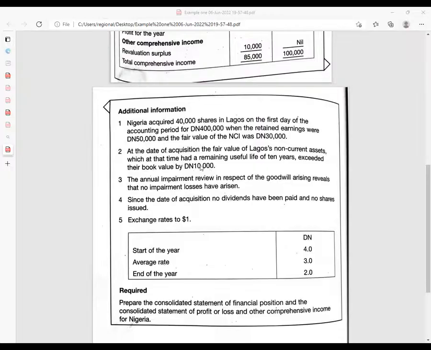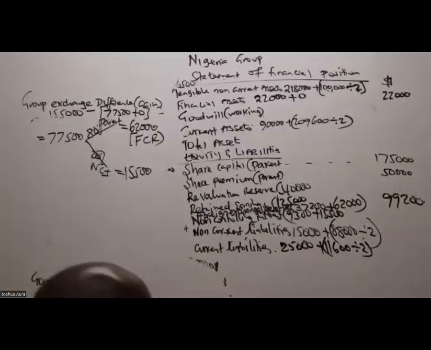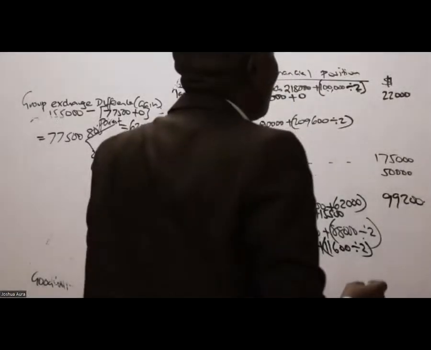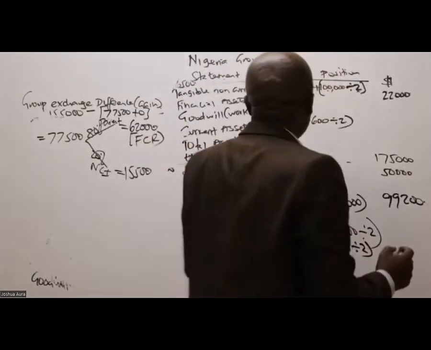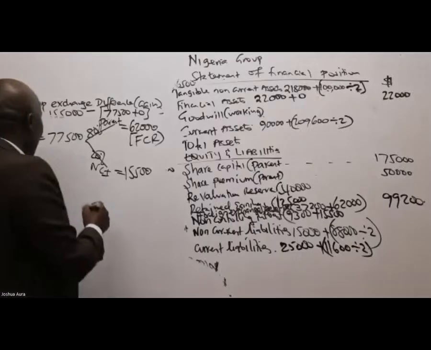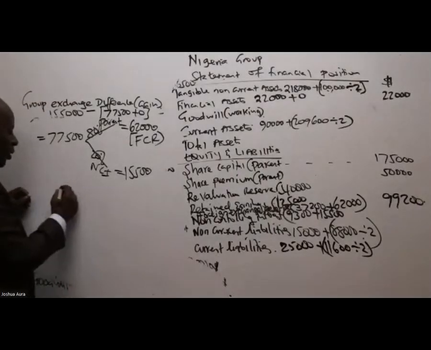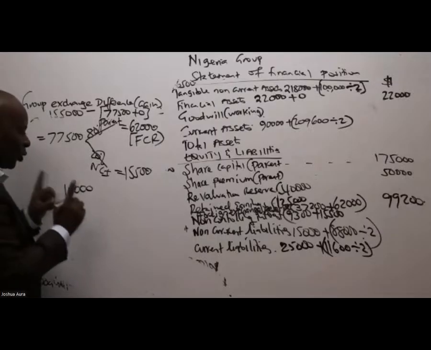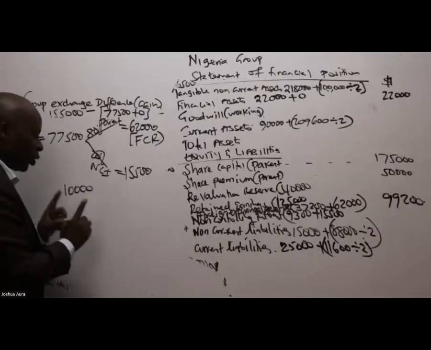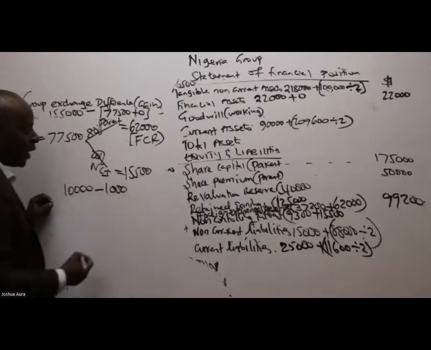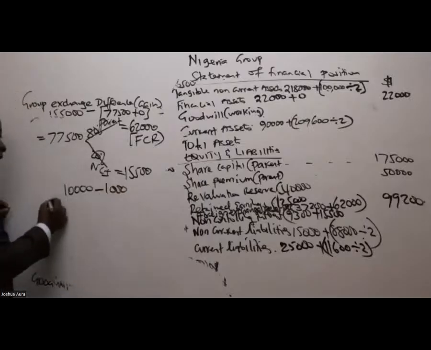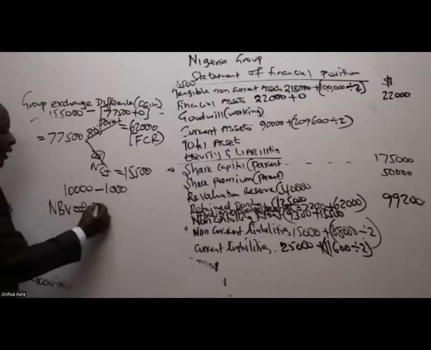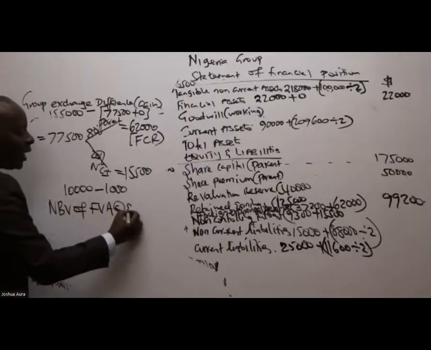So our property, plant, and equipment will increase. So we need to do an analysis of this fair value adjustment. I would want to be very clear here. Remember at acquisition, we did a revaluation upwards of 10,000, right? But remember that there was depreciation of 1,000. So what is the net book value of this fair value adjustment at the end of the year?